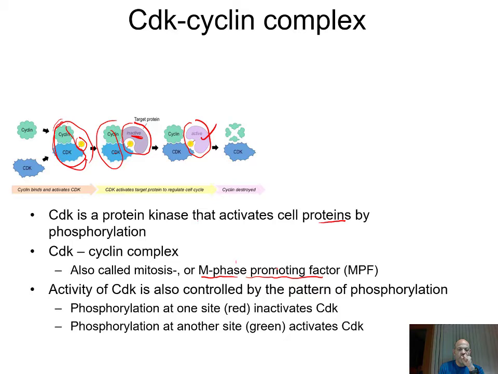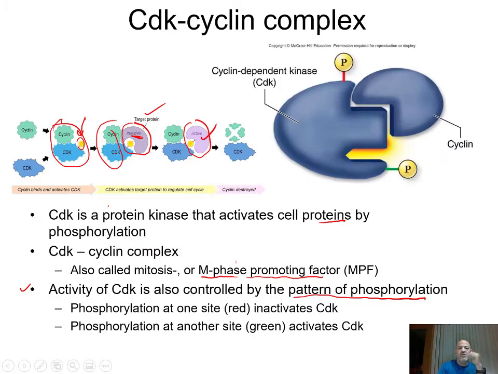So when we look at the cyclin-dependent kinase itself, and we come back to it right here and how it's phosphorylated, it turns out that where that phosphate is bound determines whether or not the entire complex becomes active to go activate those other proteins, right? So that's what this next part is talking about. The activity of the cyclin-dependent kinase itself is also controlled by the pattern of its own phosphorylation, because it also has to be phosphorylated itself.